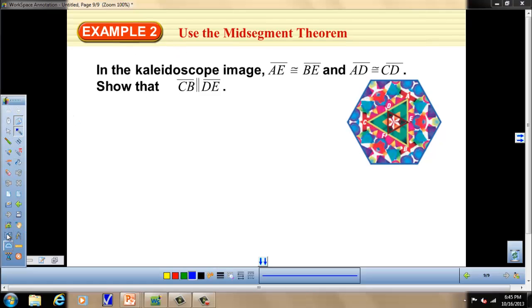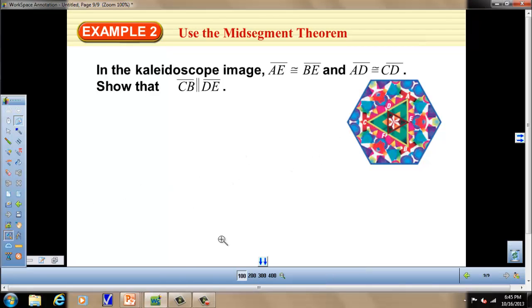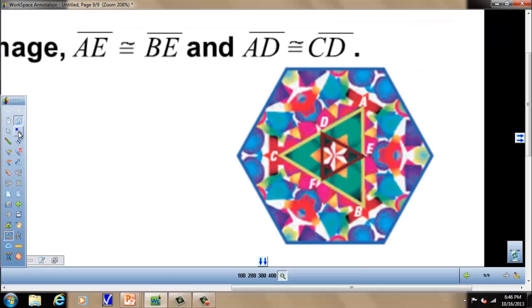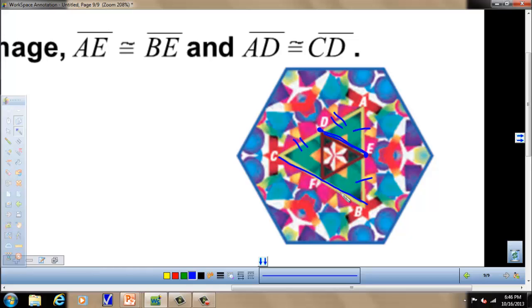I'm going to zoom in real quick, and let's just look at all of that. Okay. So we know that AE and BE are congruent. That makes E the midpoint. We know that AD and CD are congruent. That makes D a midpoint. Therefore, DE is a midsegment. If DE is the midsegment, then we know that CB is going to be parallel to DE. Okay? And that's basically it. That's what the midsegment theorem tells us.